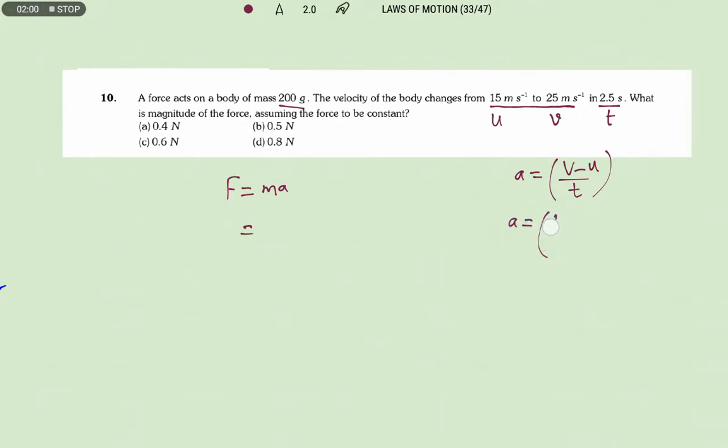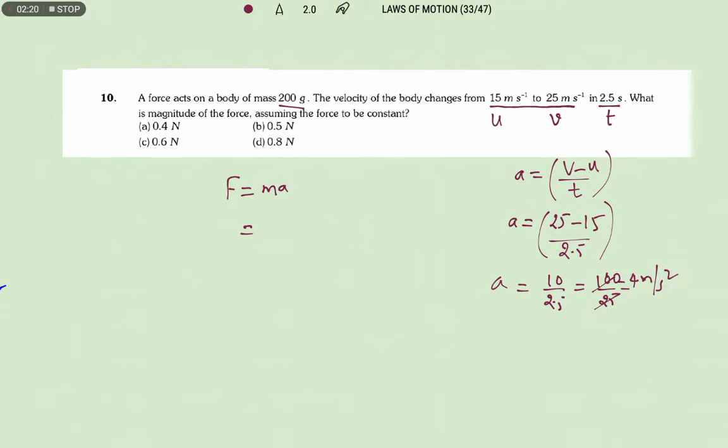So v minus u, 25 minus 15 by time interval, so 2.5. So 10 by 2.5. So this is 100 by 25 we can write. So 25 fours are 100. So acceleration is 4 meter per second square.